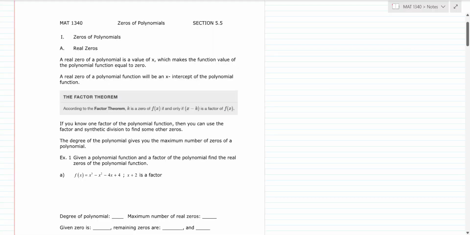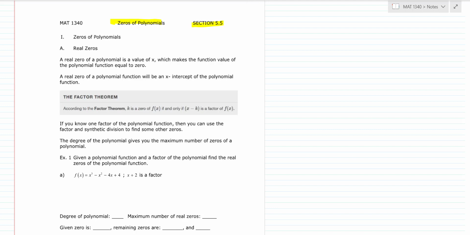College algebra students, welcome to my presentation of section 5.5, where we're going to be talking about zeros of polynomials. So we're going to be putting together synthetic division and the factor and remainder theorem in order to find zeros of polynomials. To begin with, a couple of things I want to go over.